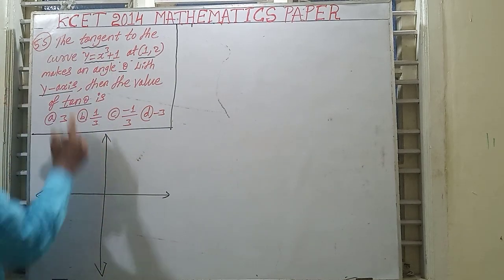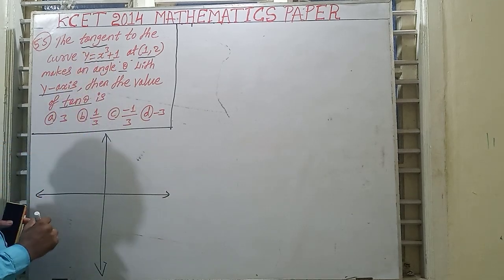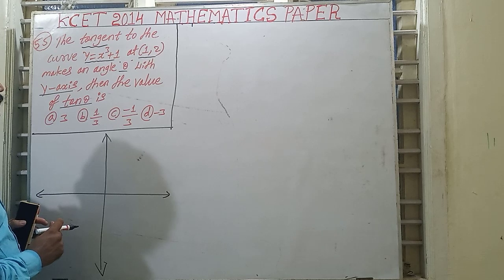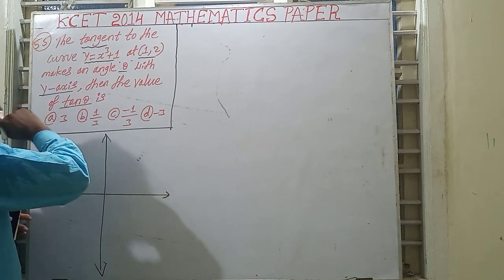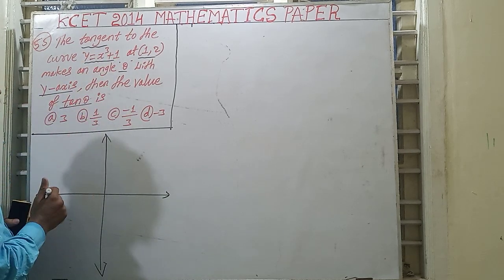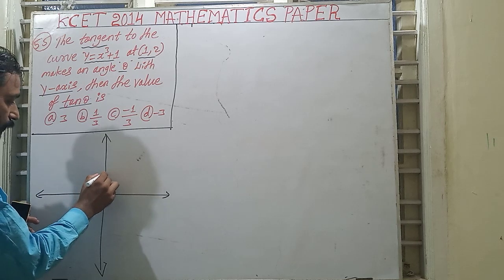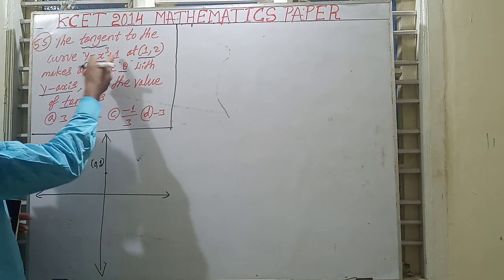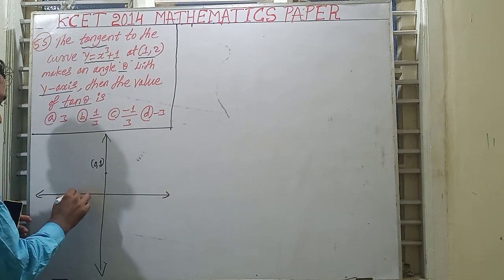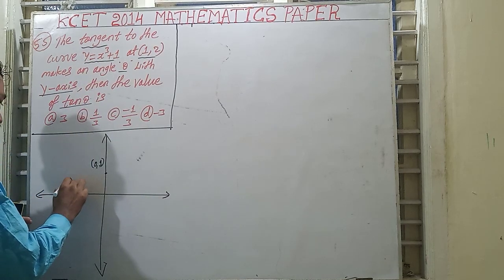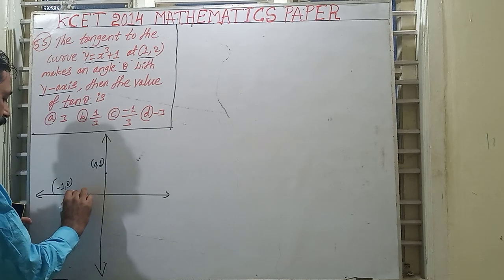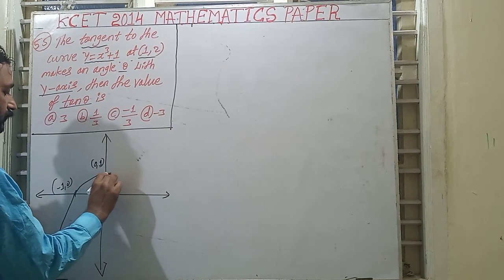So this function y is equal to x cube plus 1 is nothing but a curve passing through which point? Put x is equal to 0, y becomes 1, means 0 comma 1, it passes through the point 0 comma 1. And put y is equal to 0, x becomes minus 1, it passes through the point minus 1 comma 0. So this is the curve, in this form.